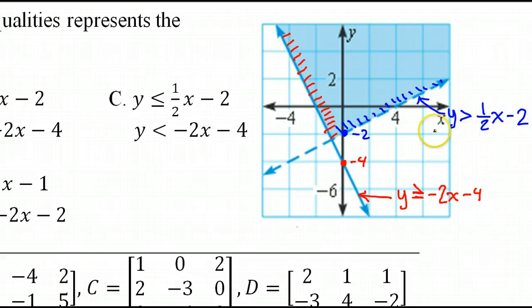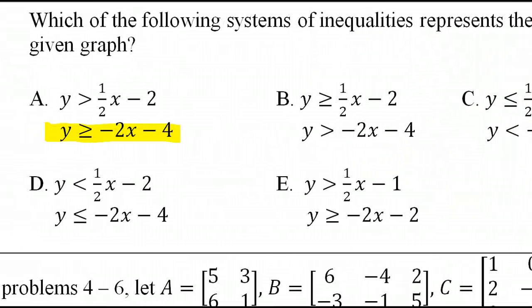So this should be the other equation. So hopefully when I look back at the answers, I'll see y is greater than 1/2 x minus 2. Y is greater than 1/2 x minus 2. Boom, there you go. Okay, so that's why the answer is in fact A. All right, what's next?